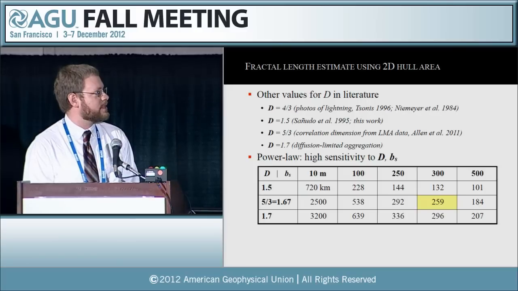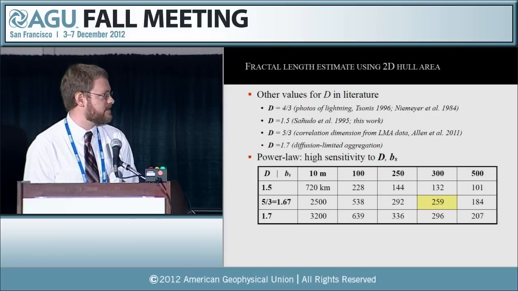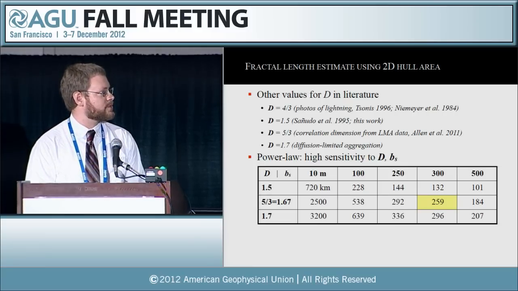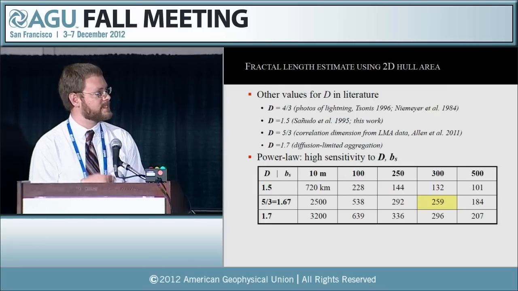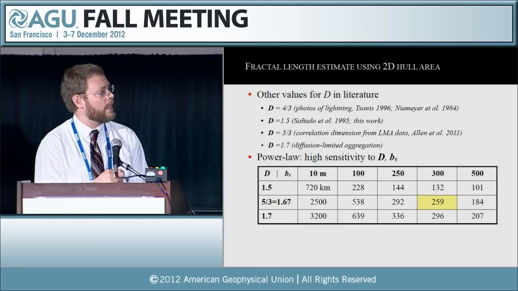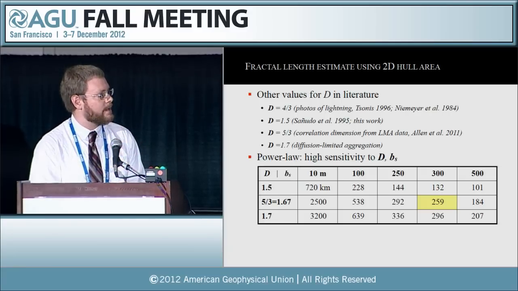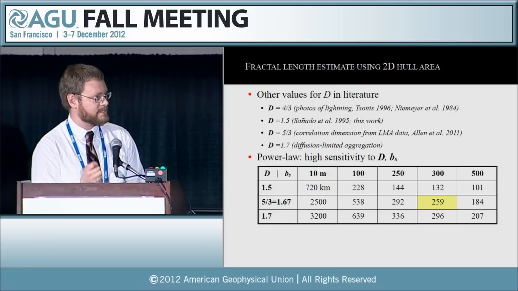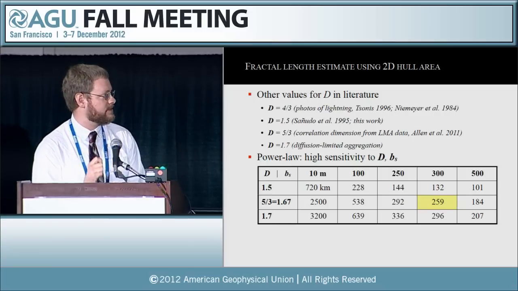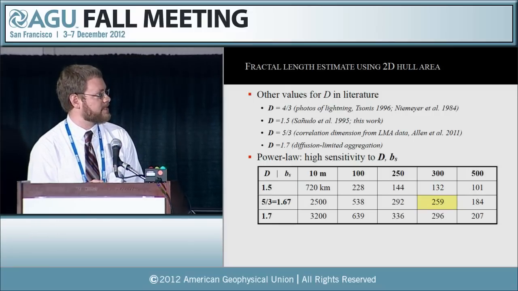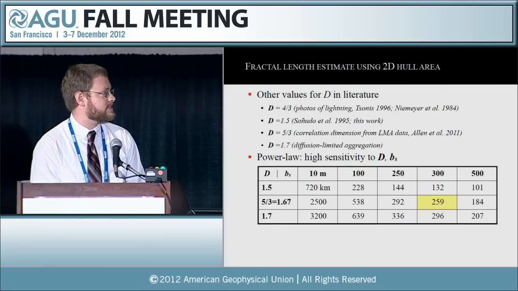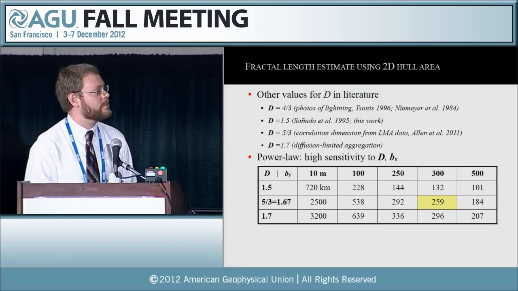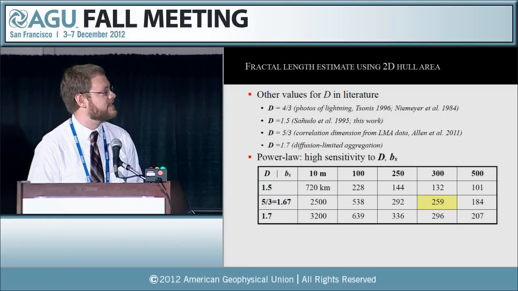This is a power law relationship, so as you would expect, there's a very high sensitivity to your value of D and the box size. Intriguingly, at that 250 meter box size, which is the top row in the table, or maybe 300 meters, that again was the peak in our box covering length estimate. The fractal method using a dimension of 1.67 or 1.7 is in the ballpark of that 250 kilometer channel length for that box size.